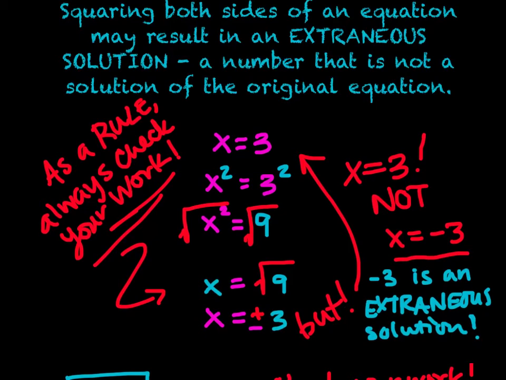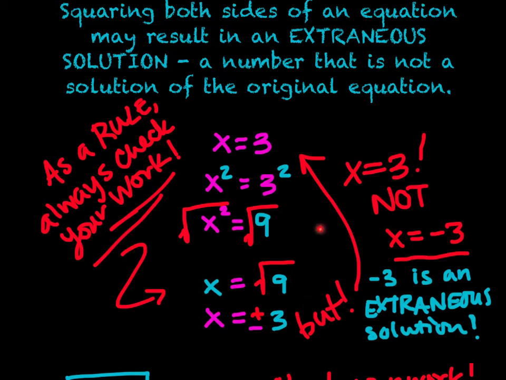So, let's understand what this means. If I have x equals 3, that means I should be able to square both sides, so I get x squared is equal to 3 squared, which equals x squared equals 9. If I then take the square root of both of those numbers, I get x is equal to the square root of 9, so x could equal positive or negative 3.